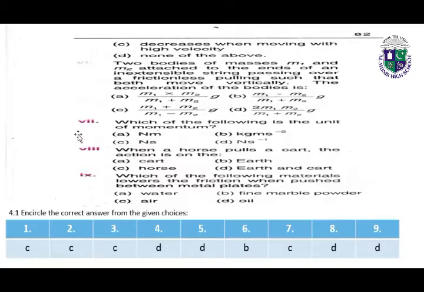Question number 7. Which of the following is the unit of momentum? Answer is C, Newton per second. Then number 8. When a horse pulls a cart, the action is on the. Answer is D, earth and cart. Last, number 9. Which of the following materials lowers the friction when pushed between metal plates? Answer is D, oil. Here we have the solution of our MCQs.